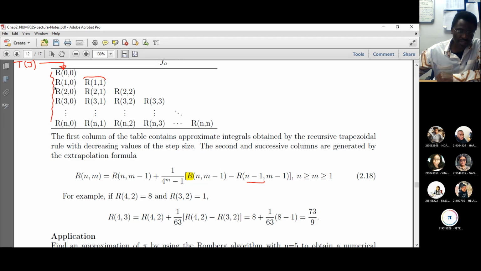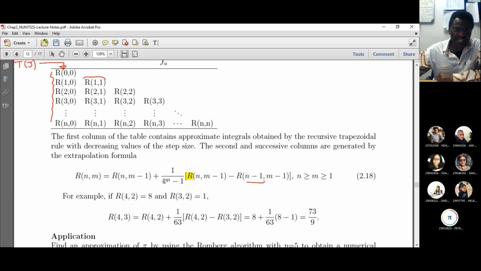Same row, but the previous column. So it's this one, which is this one. But you can see that this one is the better approximation compared to this one, because we move from R00 to R10 by halving. So this gives us a better approximation. And the one above is less accurate because the step size for R00 is double the step size of R10. So you see that it's exactly the same principle that we are applying here.